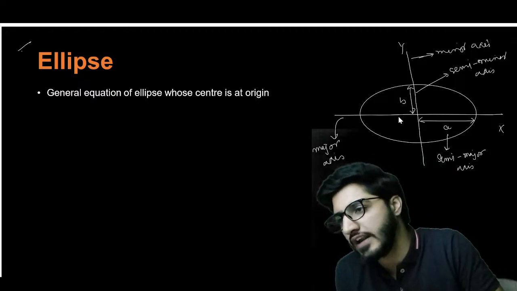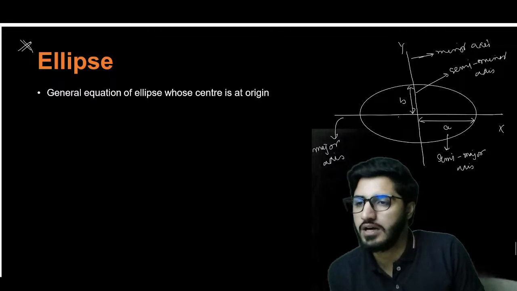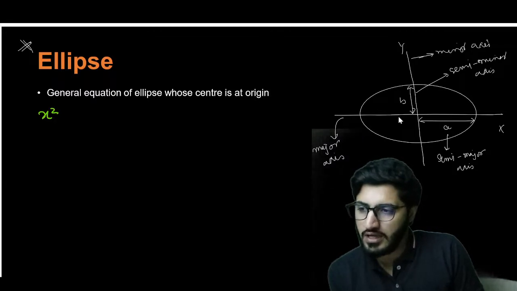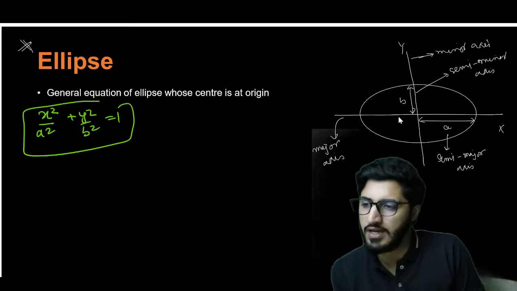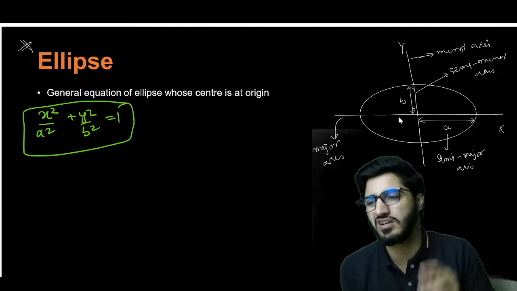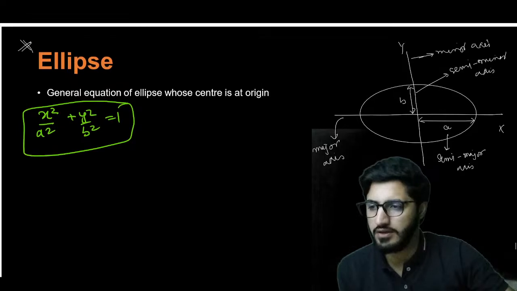And it is important in your gravitation chapter. Okay, the general formula is x square by a square plus y square by b square equals to 1. This is the general formula of ellipse. Okay, we don't need to get into it. Now let's take one numerical to get it, right?